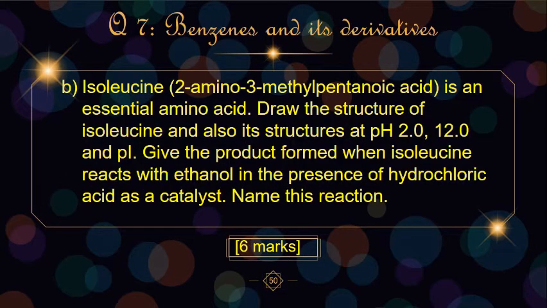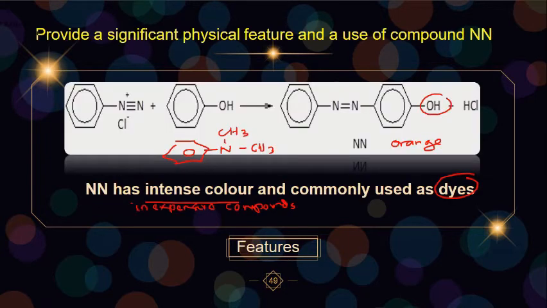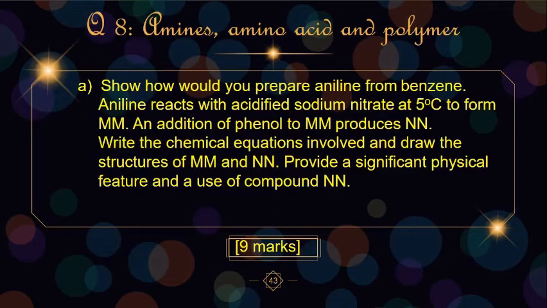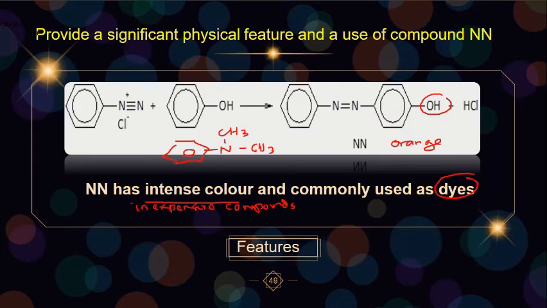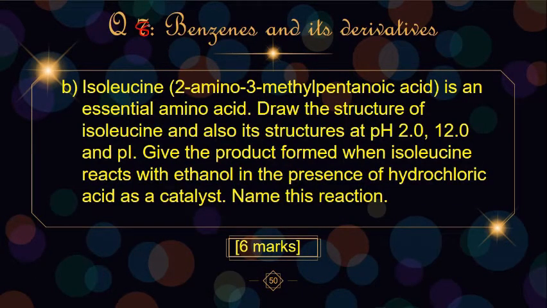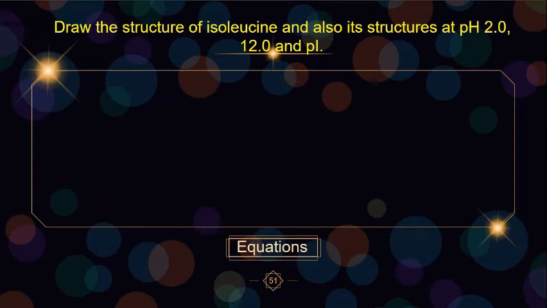Okay, the next question, this one is question number 8. Ada error kat sini. This one actually question number 8. Isoleucine, 2-amino-3-methylpentanoic acid, okay, this one is all about amino acid. Isoleucine is an essential amino acid. Draw the structure of isoleucine and also its structure at pH 2, 12 and pI. So give the product formed when the isoleucine reacts with the ethanol in the presence of hydrochloric acid as a catalyst, and name the reaction. So 6 marks will be given here.